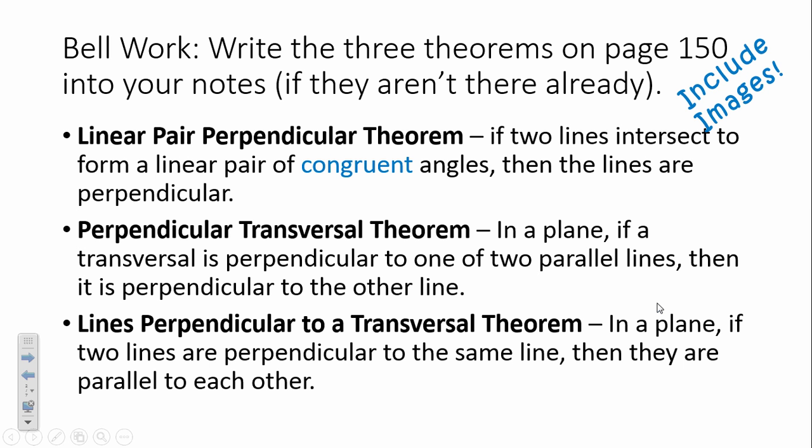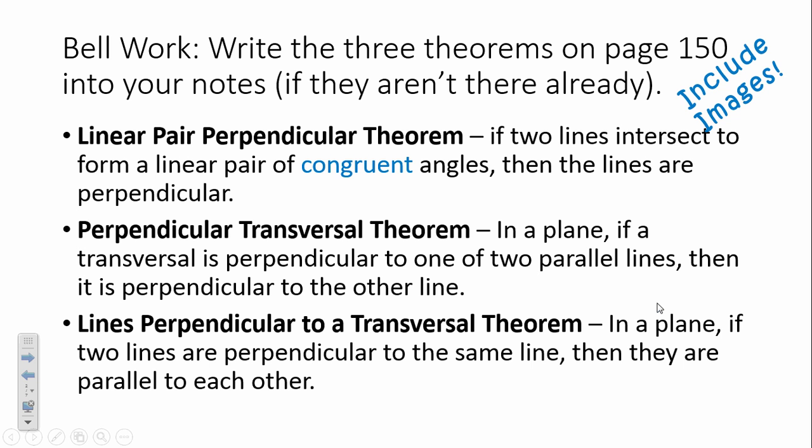The second one was the perpendicular transversal theorem. And that says that in a plane, if a transversal is perpendicular to one of 2 parallel lines, then it has to be perpendicular to the other one as well. The transversal is perpendicular to one of 2 parallel lines. It's perpendicular to the second one as well.